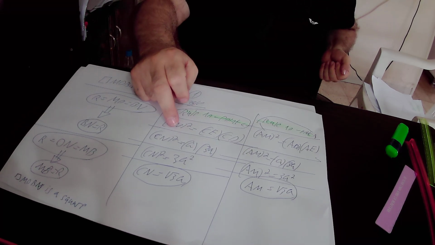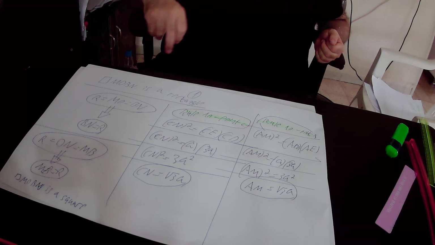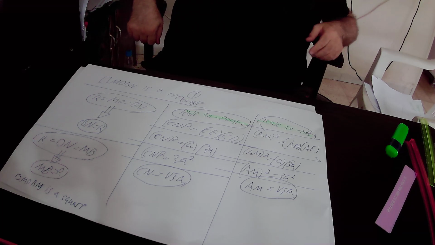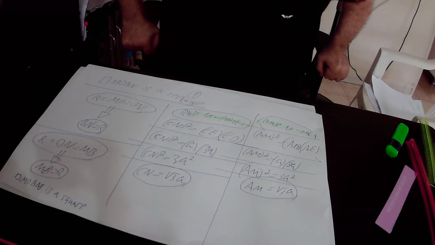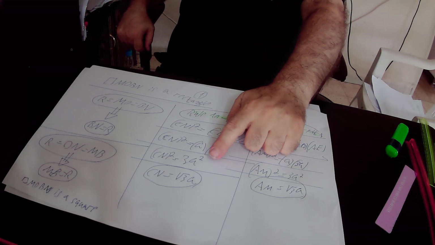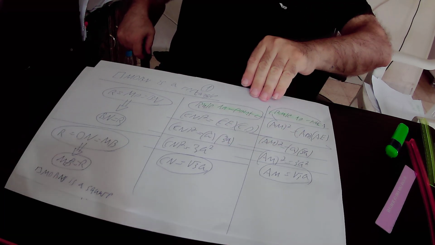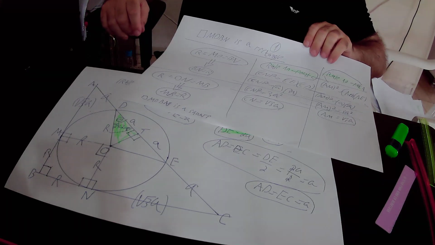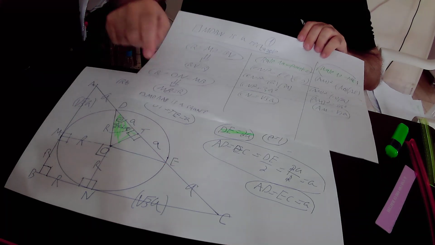So we substitute CD by 3A and found out that CN squared equals A times 3A. A times 3A is 3A squared. So I found out that CN squared equals 3A squared. We took the root of this equation and found out that CN equals square root of 3 times A. Here, CN equals square root of 3 times A.